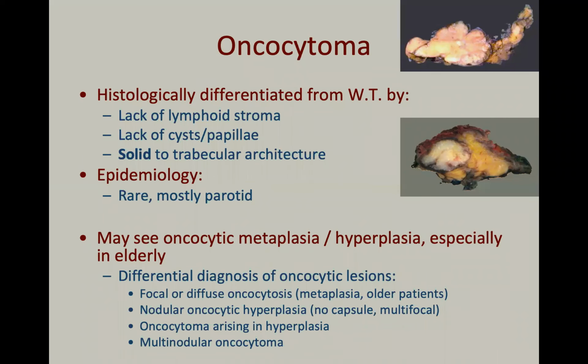If you have a tumor that is purely of oncocytes without lymphoid stroma, you may be allowed to call it an oncocytoma. So again, lack of lymphoid stroma, lack of cysts. Mostly this is a solid tumor. However, in elderly patients, you can actually see oncocytic metaplasia or hyperplasia that is not a single solitary tumor, as you see in these gross images. I'll show you what that looks like.